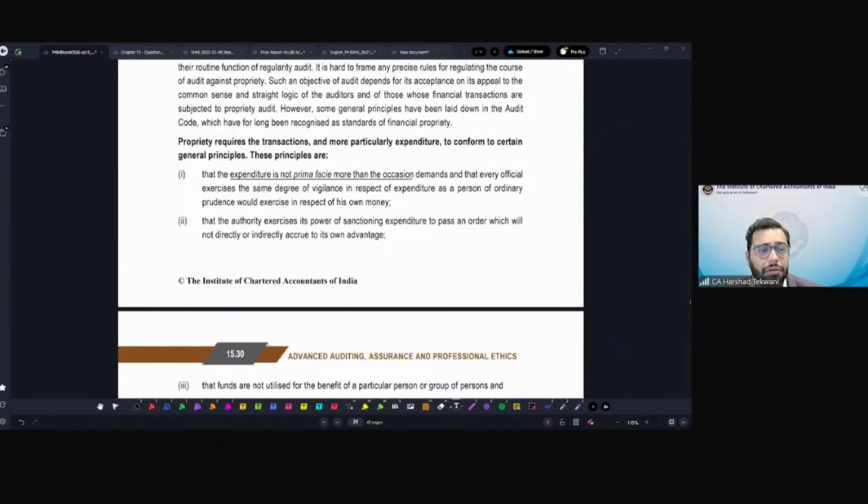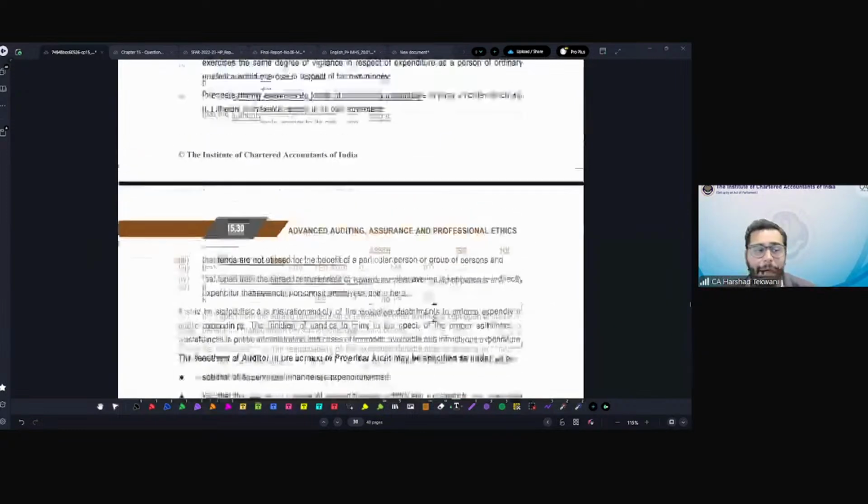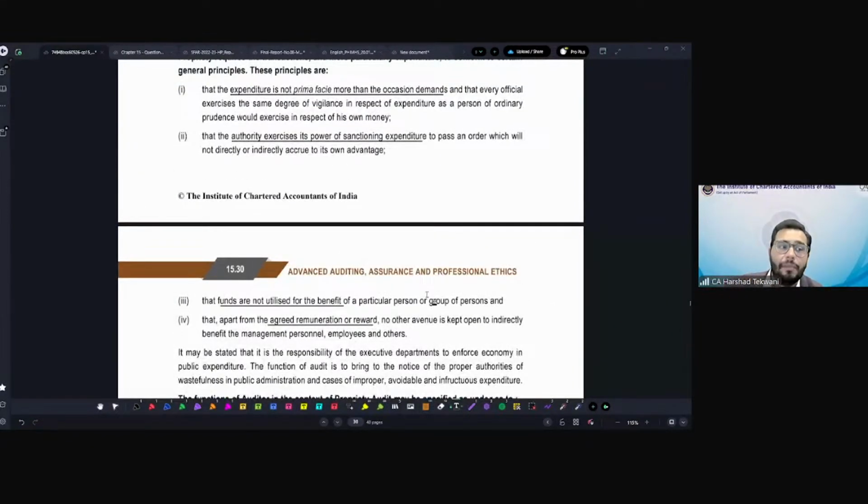The expenditure is more than the occasion demands. Whether the authority exercising the power of sanctioning the expenditure is appropriate or not. Whether funds are utilized for the benefit or not. Or whether the remuneration or reward that was agreed is given, or not given, or indirectly given to someone else. So you will find that some part is performance audit, but some part is beyond performance audit. And when that is there, it is nothing but your proprietary audit, where you have the performance audit plus an additional aspect.